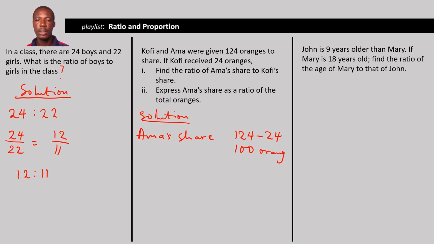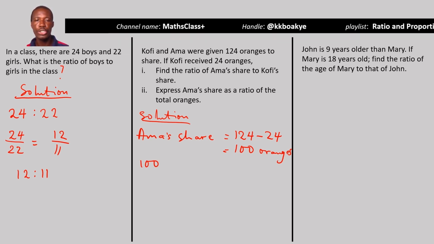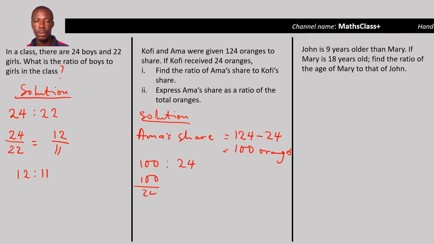So Ama's share is 100 oranges. Now the ratio of Ama's share to Kofi's share will be 100. Don't add the oranges because we are dealing with ratio and we don't need the units. So 100 is to 24. Now when we simplify 100 is to 24, we obtain 25 to 6. And so the ratio of Ama's share to Kofi's share is 25 is to 6.